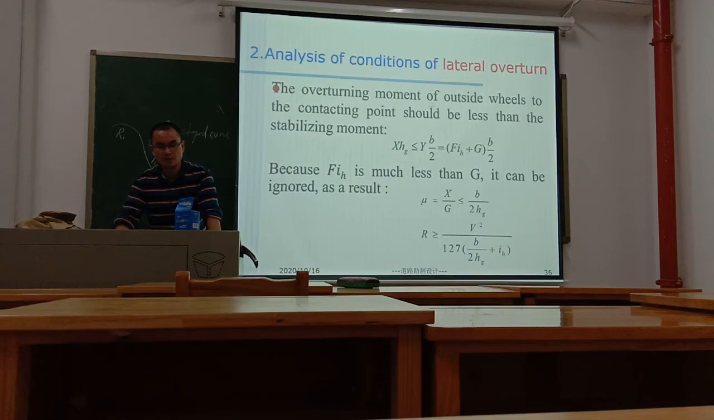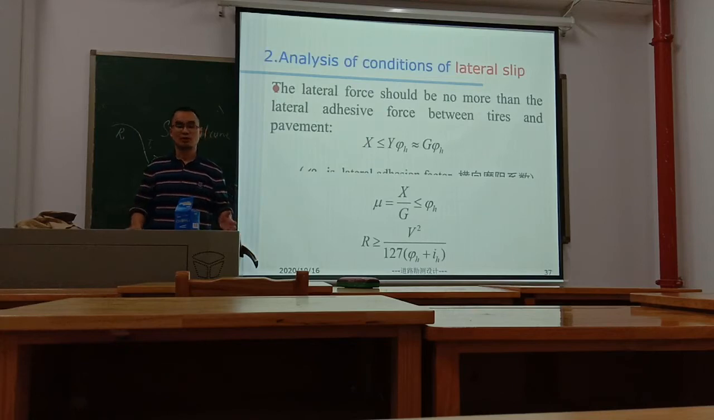The overturning moment of the outside wheels about the contact point should be less than the stabilizing moment. Hg is the height of the gravity center. B is the width between the left wheel and the right wheel.